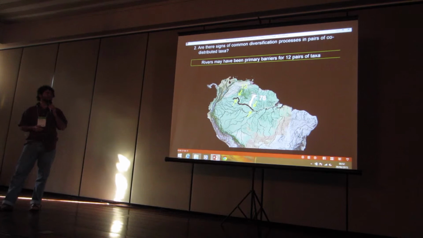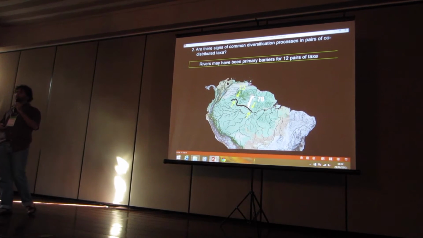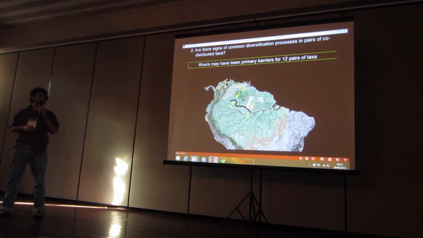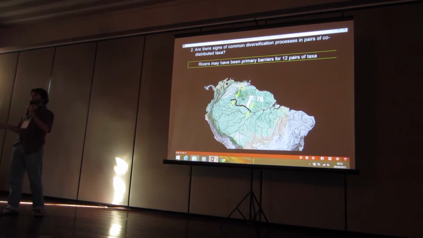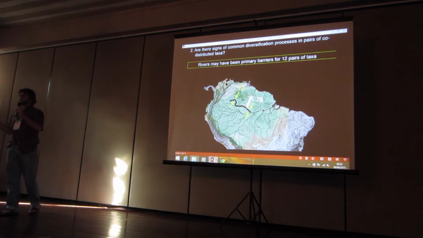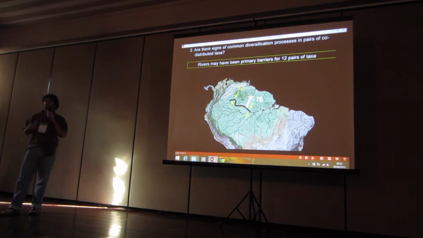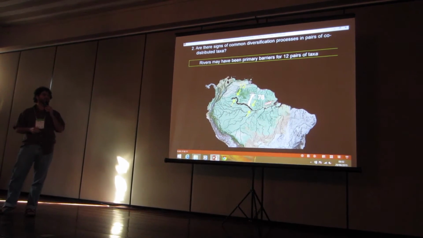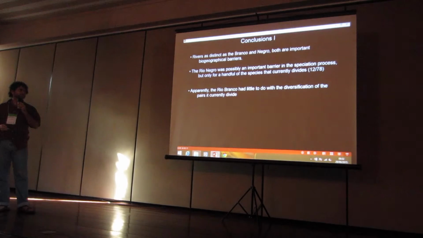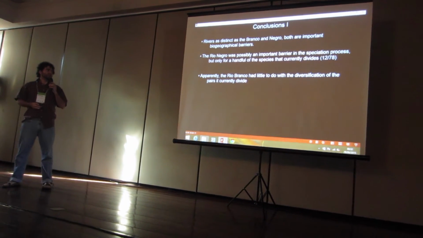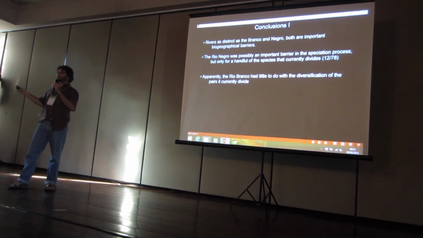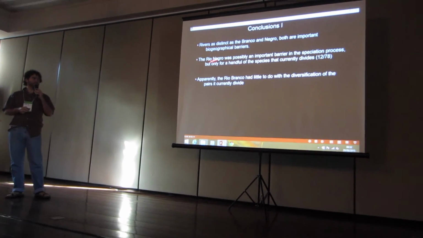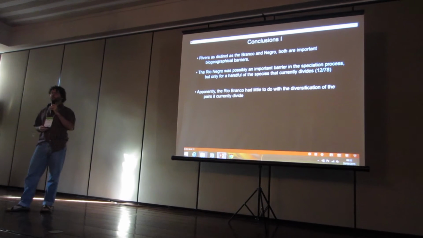So basically, this suggests that rivers might have been a primary barrier for about 12 pairs of taxa. If there are 78 pairs here, and the river could explain 4 cases in Camille's work, so actually it could explain a bit more, 12. That's a pretty decent explanation. However, we're trying to explain 78 pairs. So the first conclusion here is that very distinct rivers, such as the Branco or the Negro, could be important biogeographical barriers, and that the Rio Negro is possibly an important barrier for a few of those taxa.